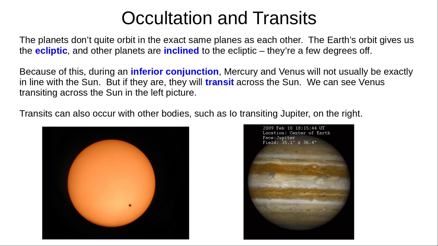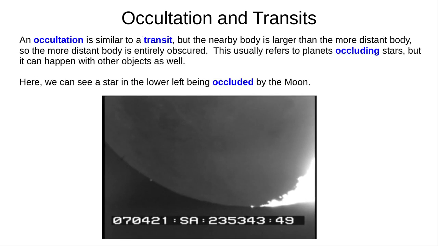Transits can also occur with other bodies, and on the right we can see Io transiting across Jupiter and casting its shadow on the clouds below. Transits occur when the nearby body appears smaller in the sky than the more distant body. But when the nearby body appears larger, it can occlude the more distant body, block it out entirely. We usually talk about planets occluding stars, but in this video we can see the Moon occluding a star in the lower left.